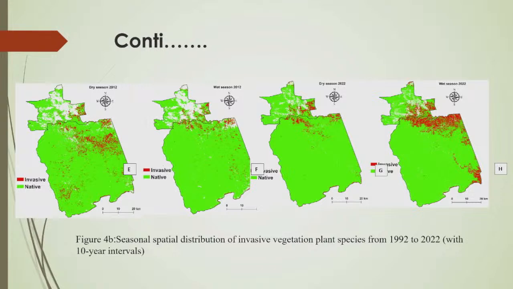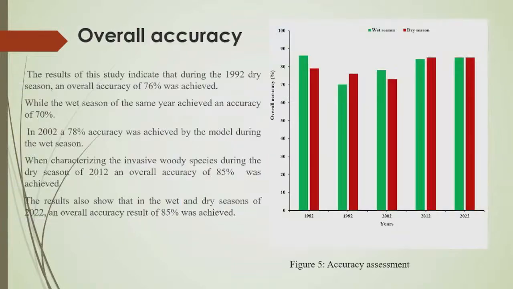Smith, I think, they asked the question: is fire really the answer to bush encroachment? What we found in this study is that, yes, climate variability and climate change influence the spectral distribution of these encroaching species. Now I'm coming to the critical part of the results. These are the overall accuracy results: we achieved 76 to 86 percent accuracy from the random forest results.